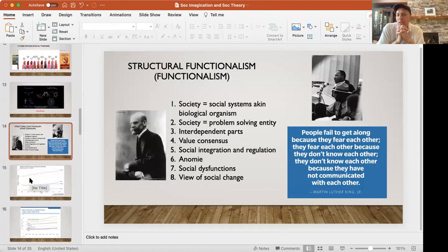Okay, so functionalism, I'll describe it a little bit more. That idea of society as a biological organism, trying to solve problems, where everything's interdependent. The idea is that society is built upon a value consensus. We elect people to represent us at the state level, at the federal level. The policies that we have in our local community, our state or national level have to do with this idea about a value consensus.